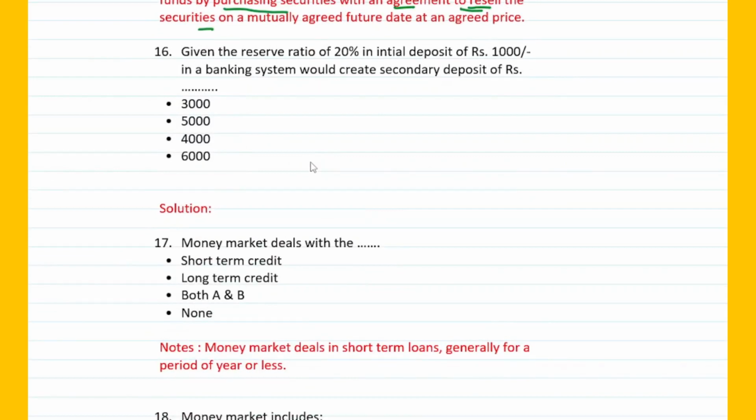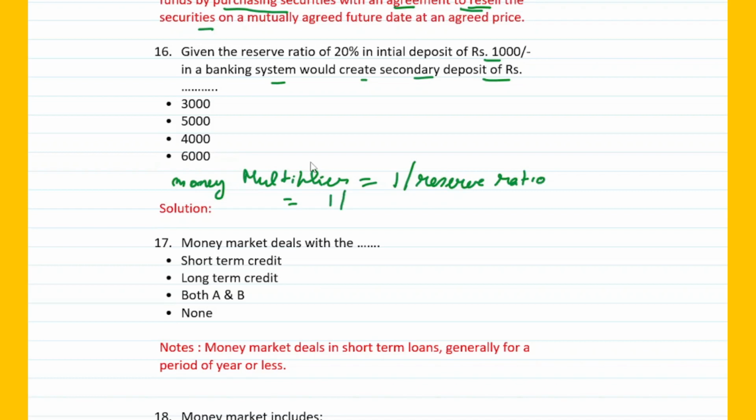This question says, given the reserve ratio of 20%, an initial deposit of rupees 1000 in a banking system would create secondary deposit of rupees dash. Fine. In this question we need to understand a concept which is called a multiplier, or what is also called a money multiplier. What is the formula for money multiplier? Money multiplier simply says 1 divided by reserve ratio. Now you know that 1 divided by your reserve ratio is how much? It is basically 20%. So when you convert, this becomes 5, right?